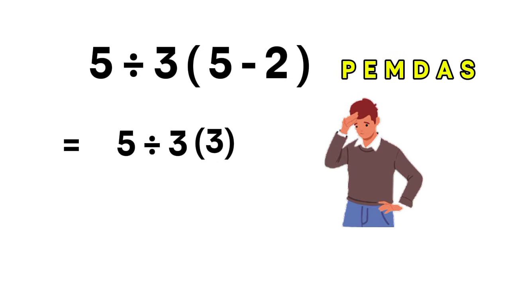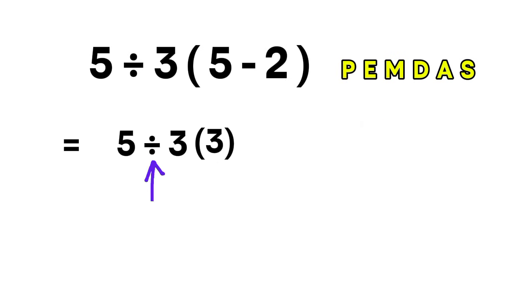Now, this is where people slip. We have 1 division and 1 multiplication, and because they have equal priority, we must go left to right. So first we handle the division. 5 divided by 3 can be written as 5 over 3. Then we still have times 3. So we now have 5 over 3 multiplied by 3.